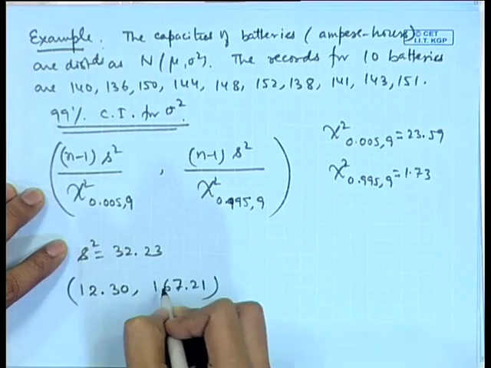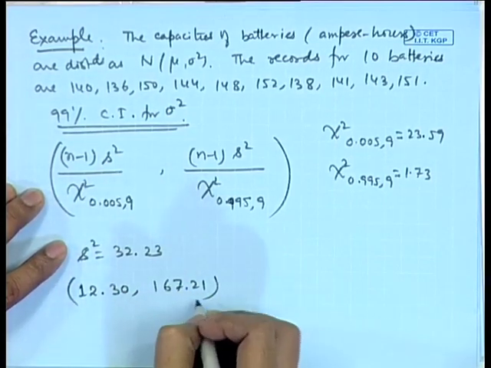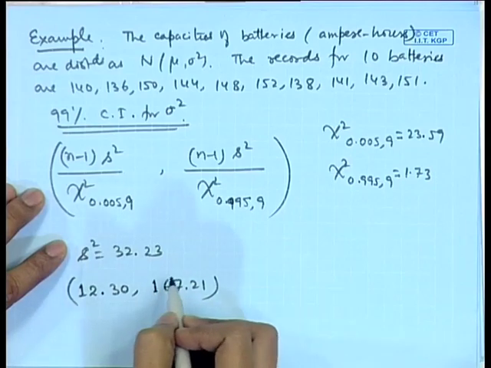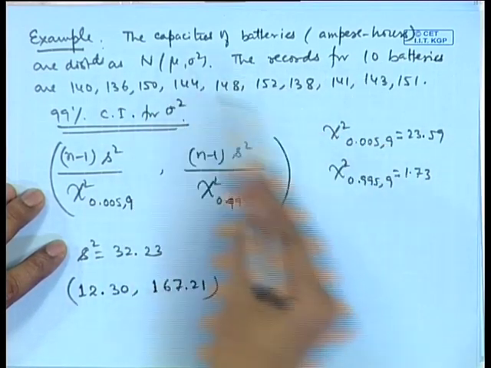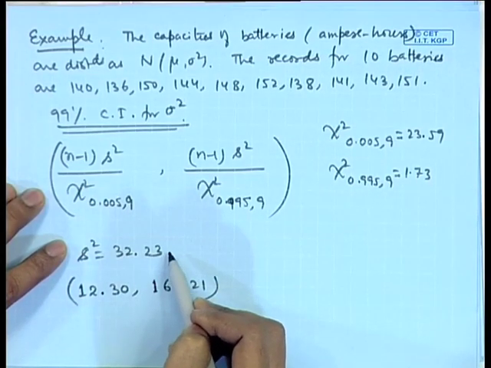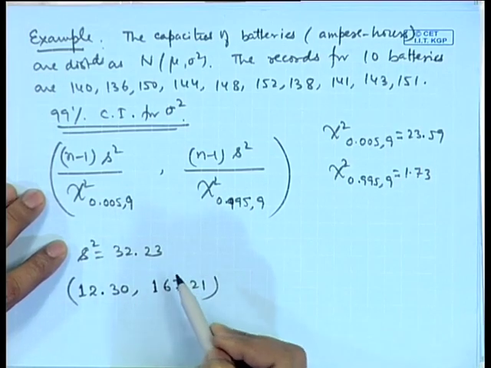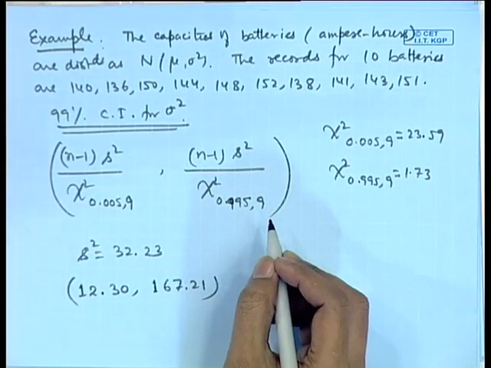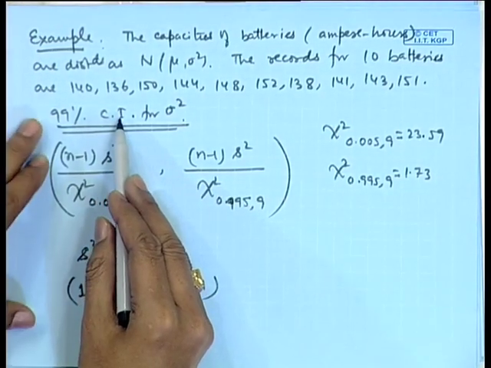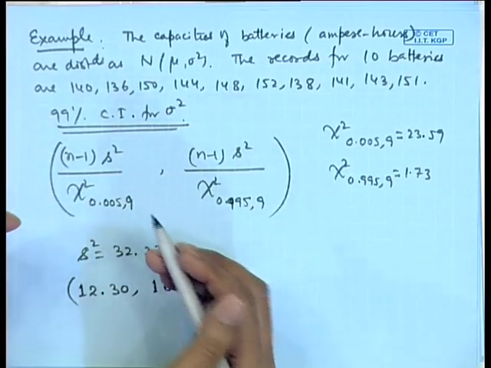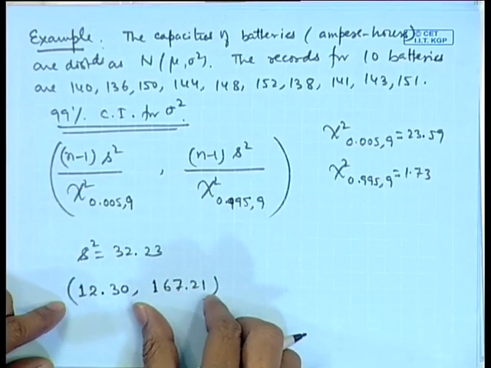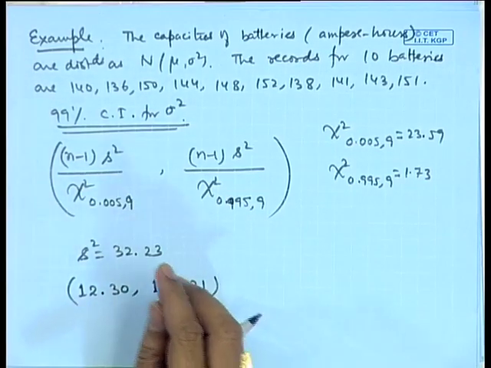167.21, which is a pretty large confidence interval, but that will be there because we are considering sigma square and the variability of the original sample itself is large. This is, say, s square is 32.23 here. If we reduce the confidence level, suppose we make it 90%, then this will shrink. Since we have made a very high confidence level, the confidence interval is very large, which looks slightly impractical also.